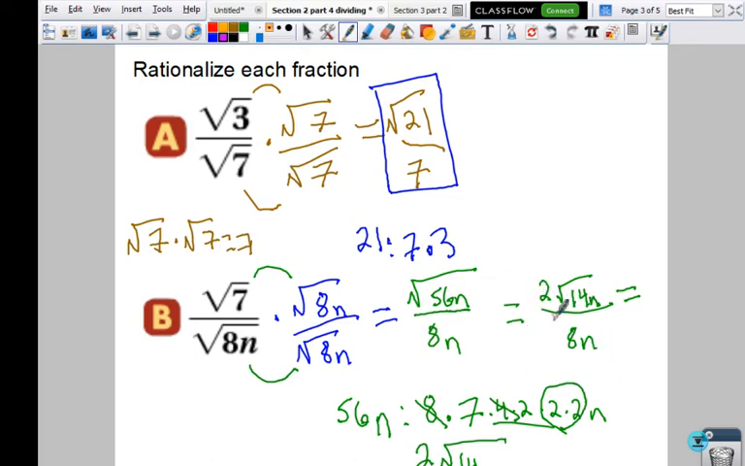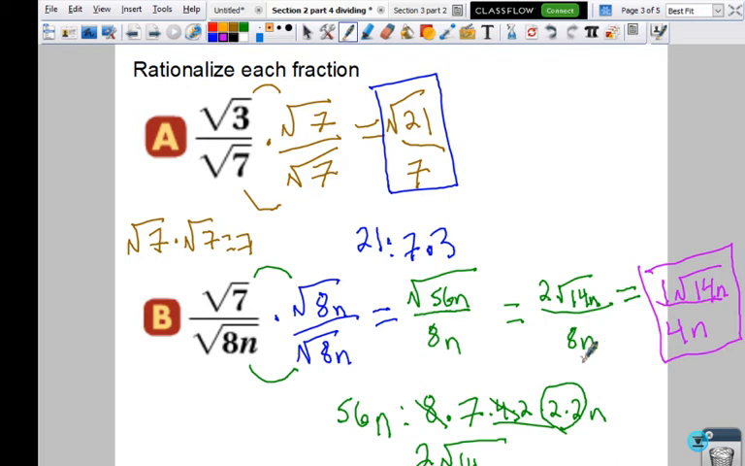How about we reduce 2 over 8? What's 2 over 8 really? 1 over 4. So really, this is the square root of 14n over 4n, like this. So this can get kind of annoying, because after I simplified, I had to simplify again. That's kind of annoying, but it's not super difficult.